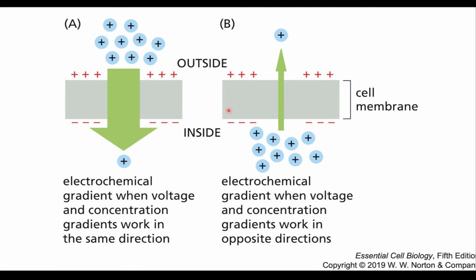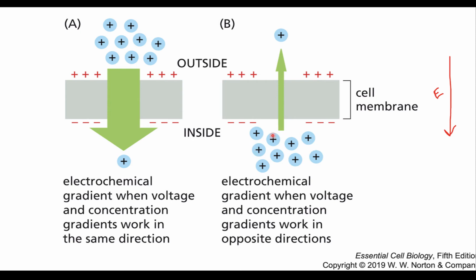In contrast, the gradients can also work in opposition. In this case, the chemical gradient of the positively charged ion would cause the ion to move from the interior of the cell to the exterior of the cell. This is the direction of the concentration gradient. The direction of the electrical gradient would be towards the inside. So the two are in opposition.